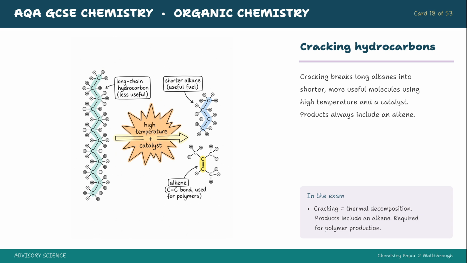In the exam, always specify that cracking requires high heat and either a catalyst or high pressure. Importantly, always mention that the process creates alkenes, which are far more reactive than alkanes and turn bromine water from orange to colourless. So cracking simply cracks the long, useless carbon chains in half, much like snapping a long stick into smaller, more useful pieces.